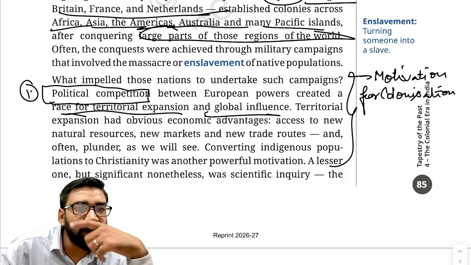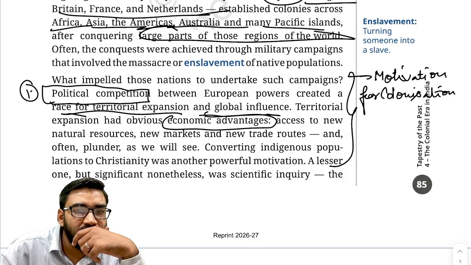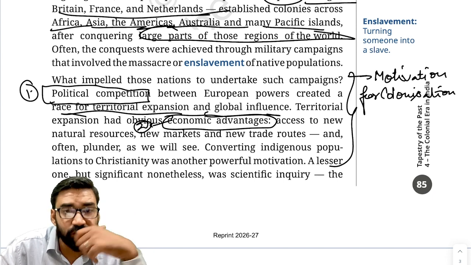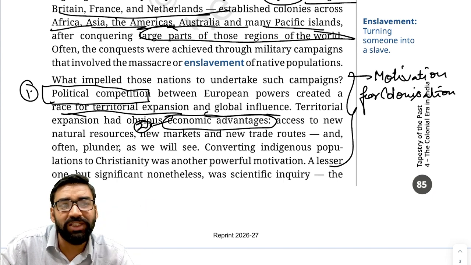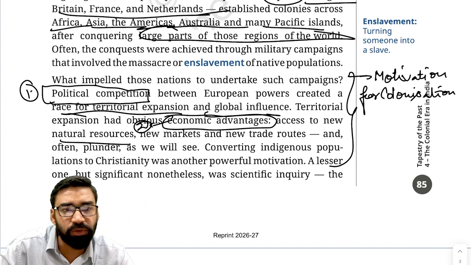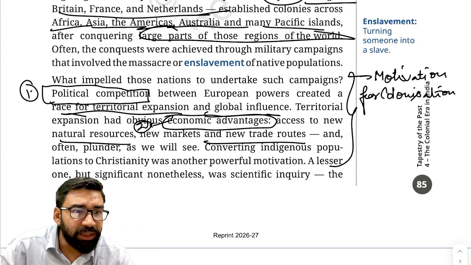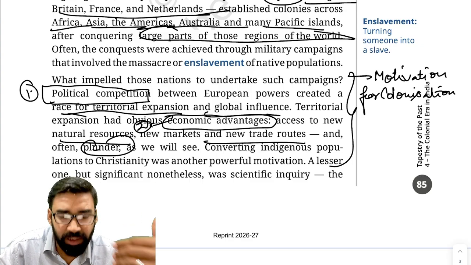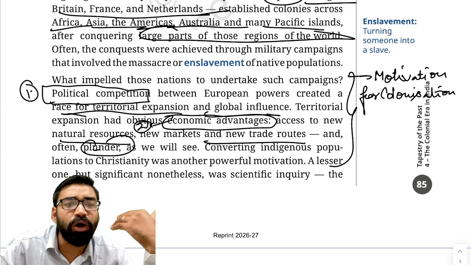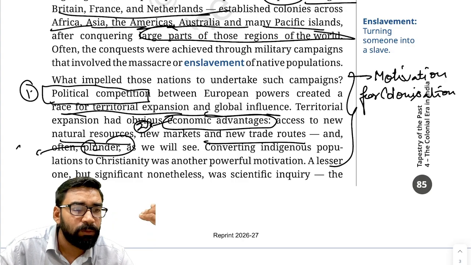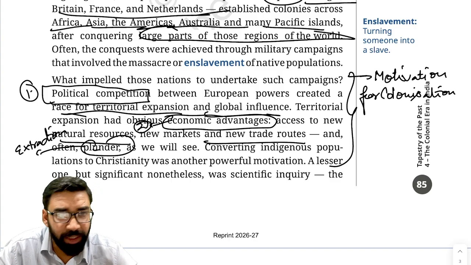Second important thing, economic advantages. This was another motivation. When we say economic advantages, it means they got access to new natural resources, new markets, and new trade routes also, and they started plunder. Clear? They started plunder of wealth, or you can say extraction of wealth.